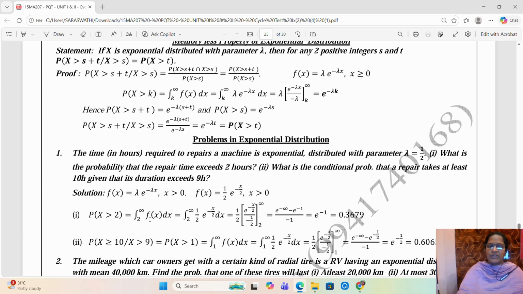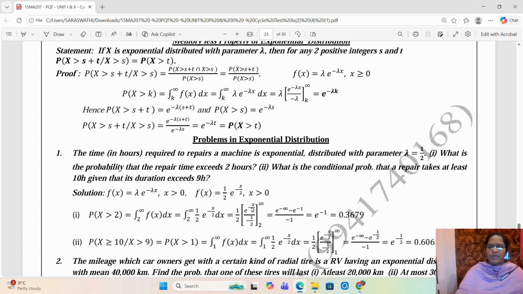So the integral from 2 to infinity of f(x) dx. Substituting the value of f(x), this is 1/2 times e^(-x/2) dx. So 1/2 times the integration of e^(-x/2), which is divided by the coefficient of x, minus 1/2. So now the 1/2 and 1/2 cancel, and it is minus 1.